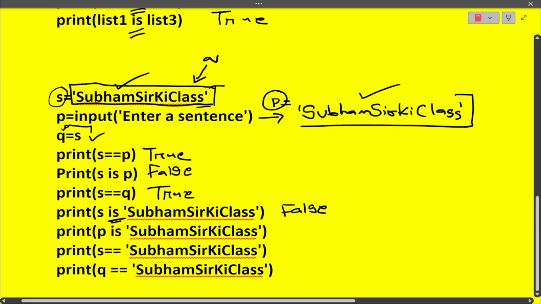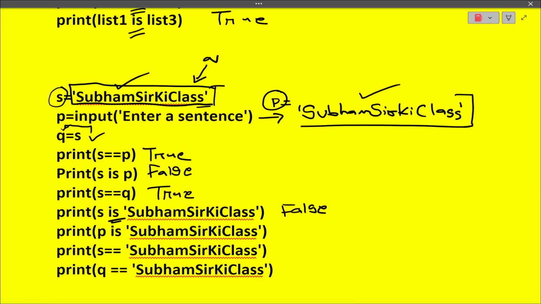Now talking about the second one, here also the same thing will happen. P is Shubham sir ki class. Here also the same thing is going to happen. It will see that this particular object does not belong to this particular object. They both do not belong to the same object. That's why here also it will result in false. As I am writing is, that is why you are observing this answer, because they only check whether they both belong to the same object or not.